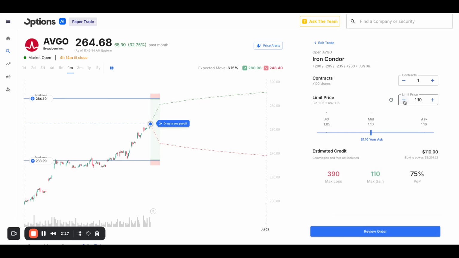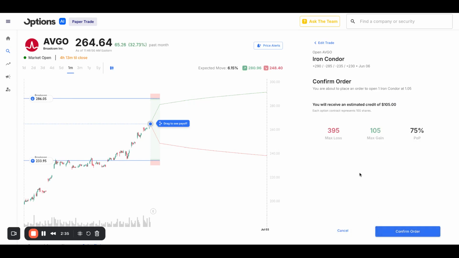I'm going to set my limit price a little bit lower than the mid. So let's say we set it at 105, review my order, and we'll check back in on that tomorrow.